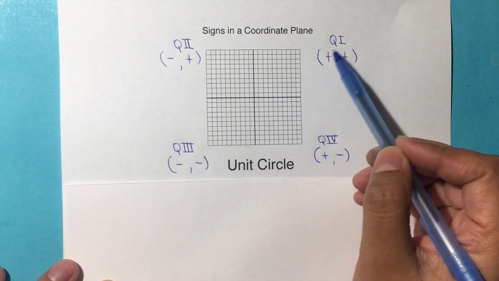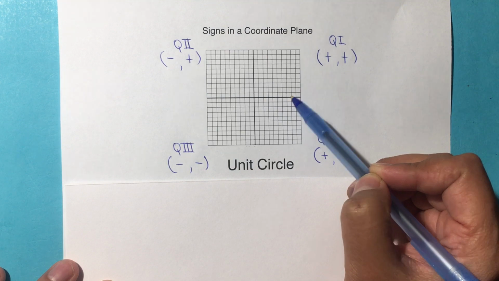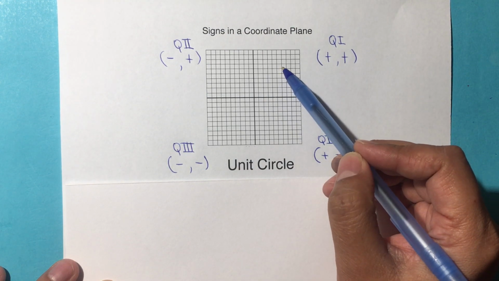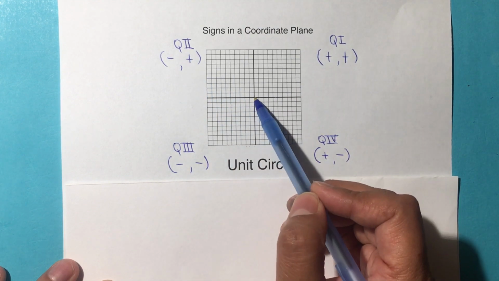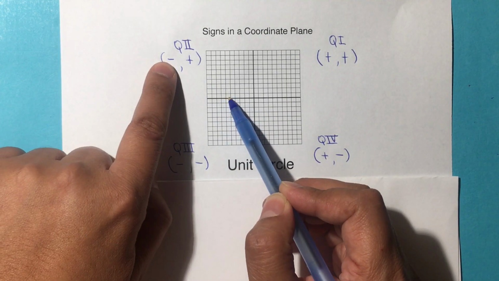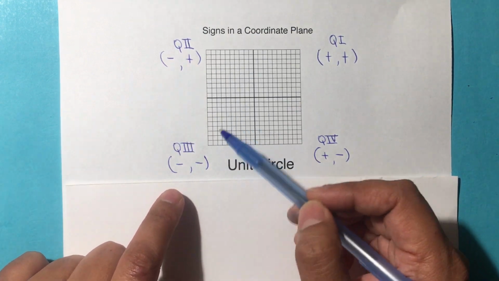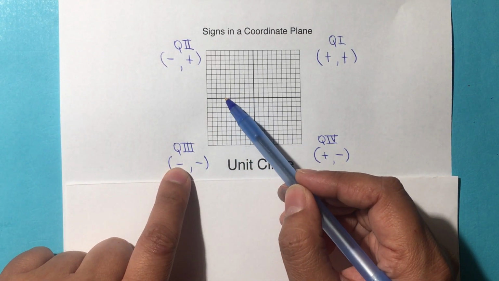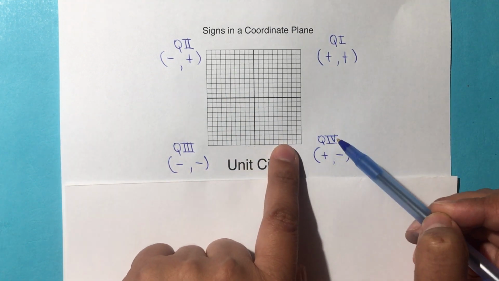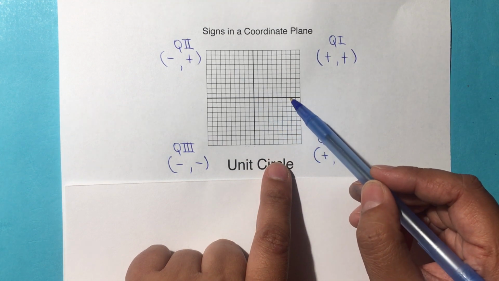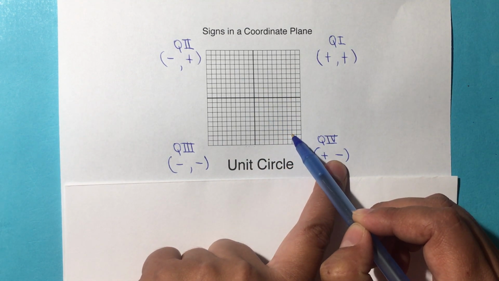And if you recall, in quadrant 1, you go right, which is positive for x, and go up, meaning positive as well for y. On quadrant 2, you go left, it's negative, and up is positive. For quadrant 3, you go left, which is negative, and down for y, which is negative. And on quadrant 4, it's positive because you go right, and negative for y because you go down.